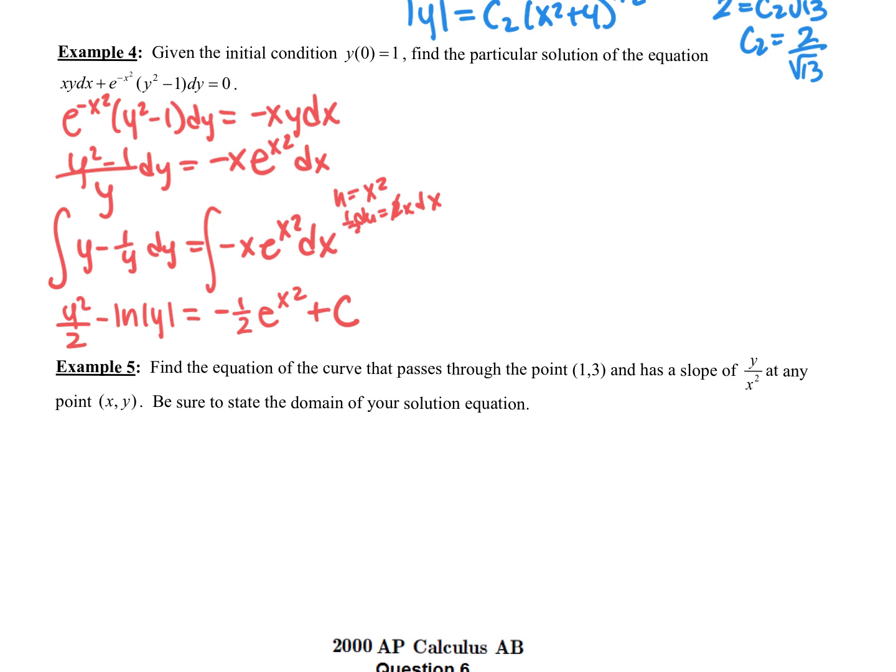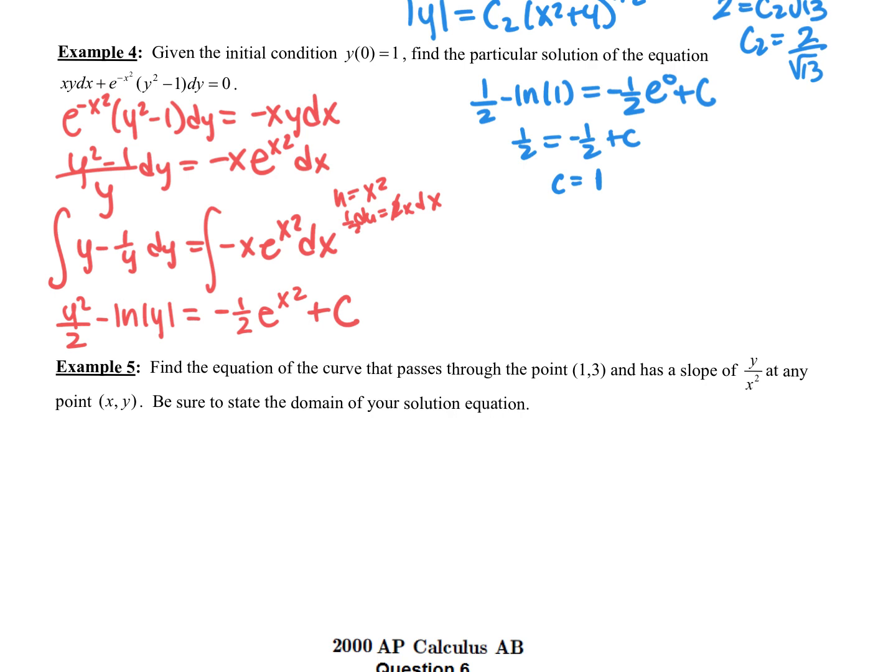So we're going to plug in our initial condition. So what are we going to plug in for x? 0, right? That means x is 0, y is 1. So plug in 1 for y. So we'll have 1/2 minus ln of 1 is equal to negative 1/2 e to the 0, because x is 0, plus c. What's ln of 1? 0. So this will be 1/2 equals e to the 0 is 1, negative 1/2 plus c. So what's c equal to? Just 1. Yeah.